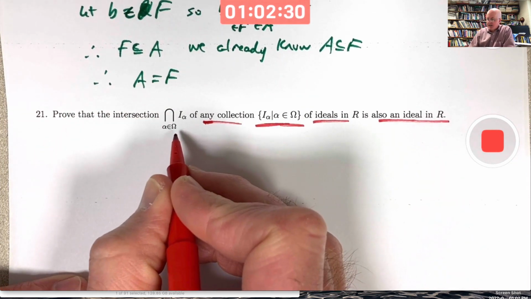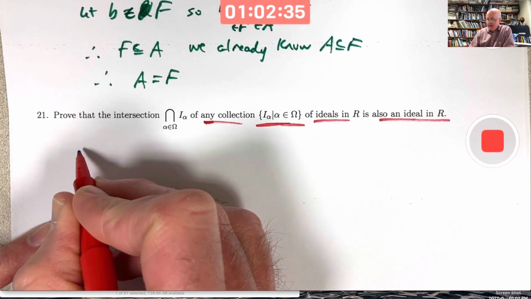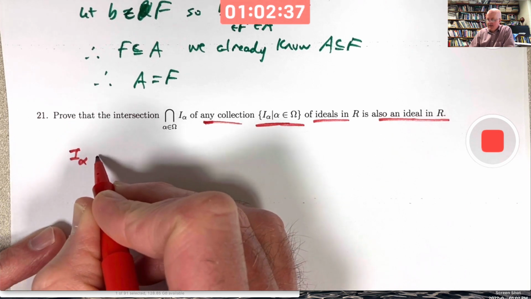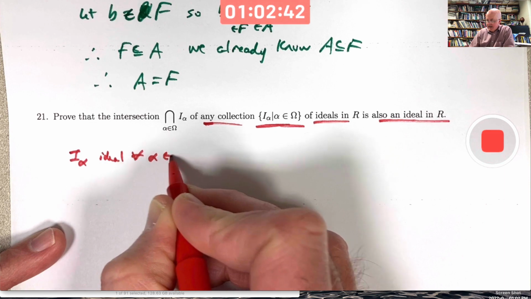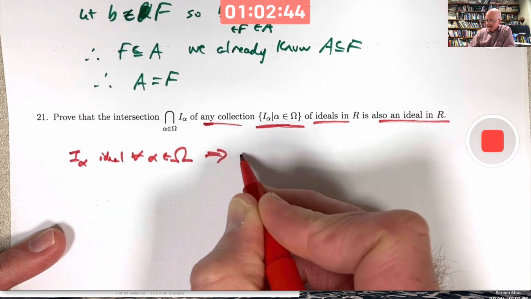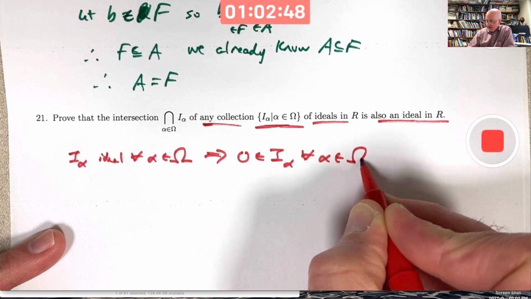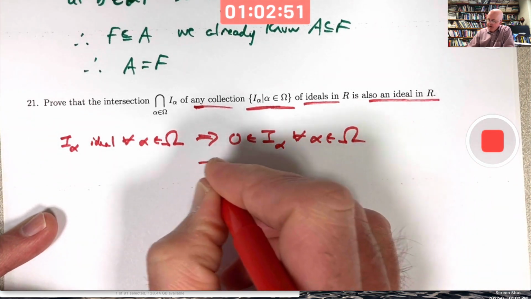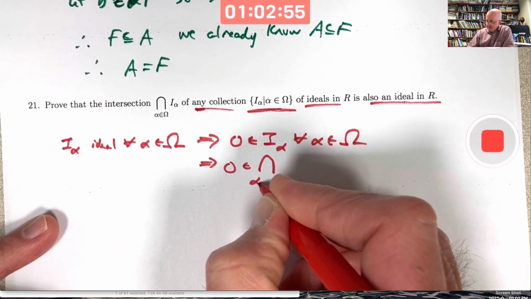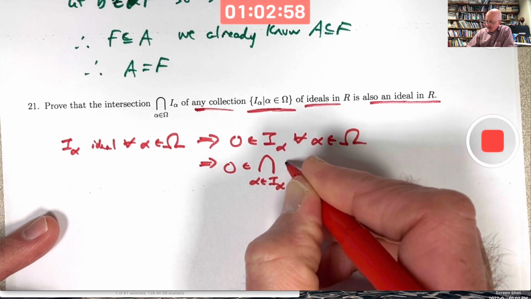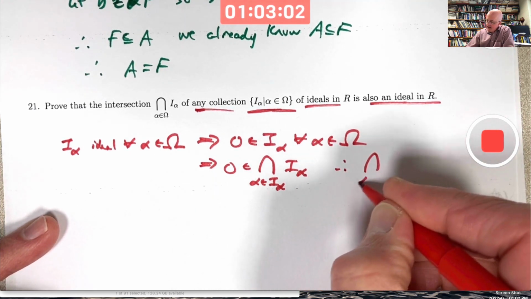Why is 0 in the intersection? Because it's in every I alpha. That's why. I alpha being an ideal for all alpha in omega implies 0 is in I alpha for all alpha in omega, which by definition of intersection means 0 is in the intersection of all the I alphas, because it's in every I alpha. Therefore, this intersection is non-empty.